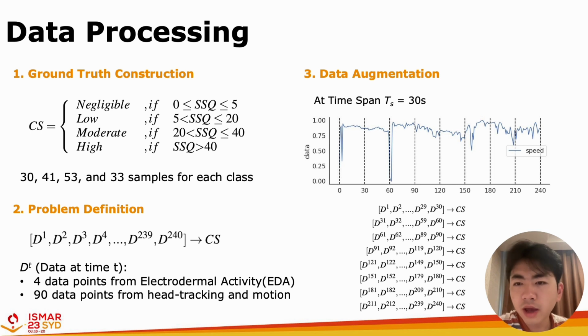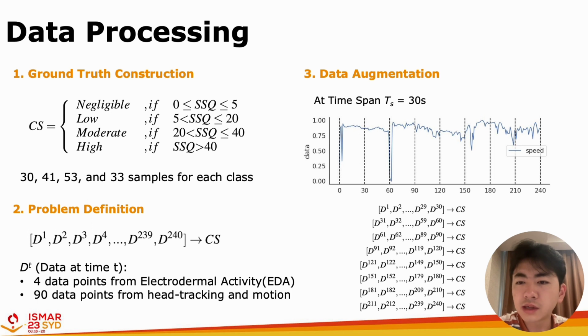In practical application, we aim to predict the level of cybersickness using the historical data. Therefore, the problem definition involves utilizing historical data, while dt represents the data collected at time t. This data includes 4 data points from electrodermal activity, as the EDA is sampled at a frequency of 4 Hz.